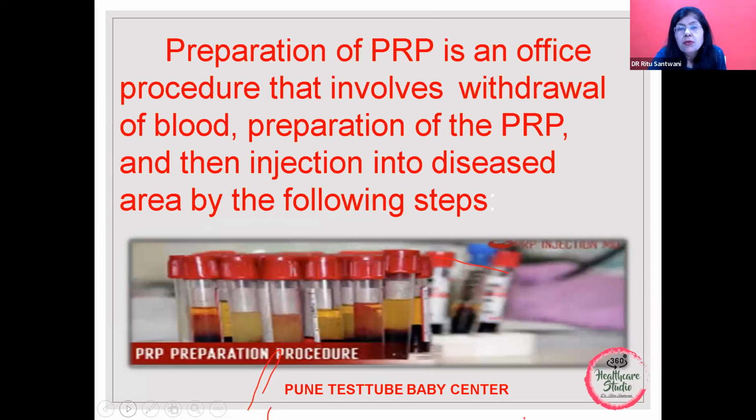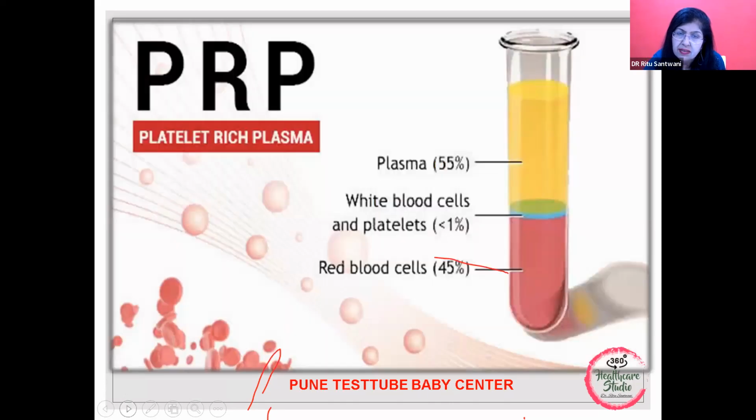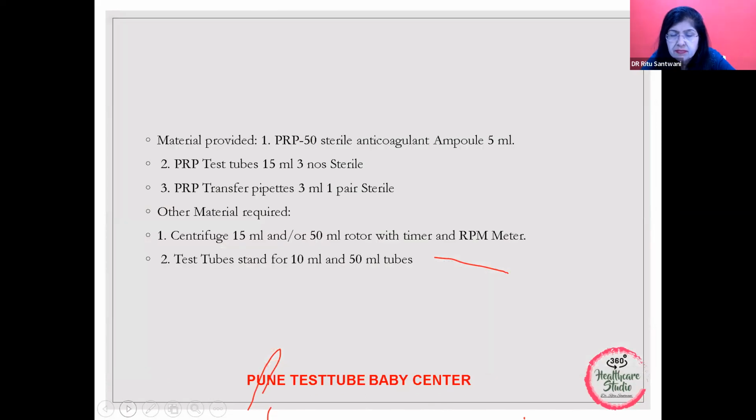As we all know, PRP is an office procedure that involves withdrawal of blood, preparation of the PRP, and injection into the diseased area by the following steps. Here we can see after a single spin in the centrifuge how the plasma comes up with 55% WBC and platelets, and at the bottom we are able to see the red blood cells.